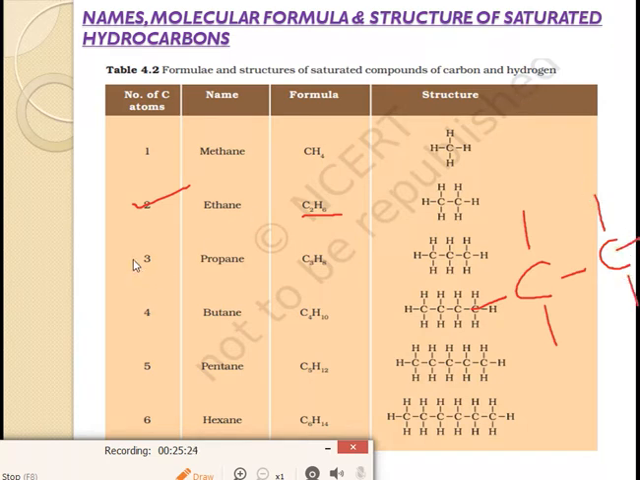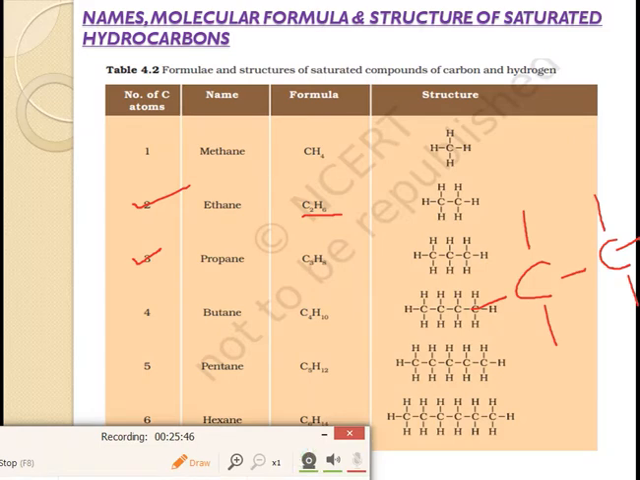Next is propane, having 3 carbon atoms, C3H8. Use the formula CnH2n plus 2 and you will get the same formula. Meth is 1 carbon atom, eth is 2 carbon atoms, prop or propane is 3 carbon atoms. For 3 carbon atoms you have to draw the chain like this with 3 carbon atoms, and you have to put 8 hydrogens over there.